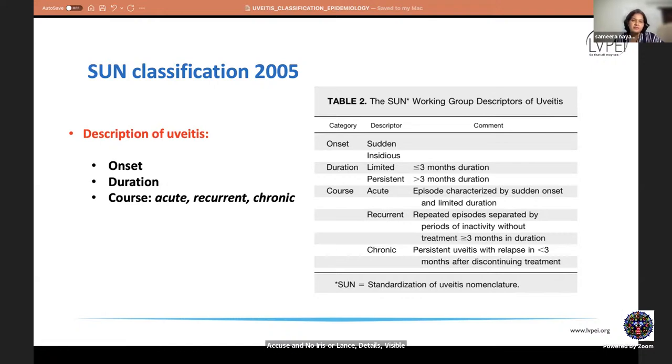Description of uveitis as per the onset, duration, and course. The onset could be sudden or insidious. The duration could be limited, within 3 months, or persistent, beyond 3 months. The course could be acute, that is, episode characterized by sudden onset and limited duration. Recurrent, when repeated episodes are separated by periods of inactivity without treatment more than 3 months in duration. Uveitis is called chronic when there is persistent uveitis with relapse in less than 3 months after discontinuing treatment.